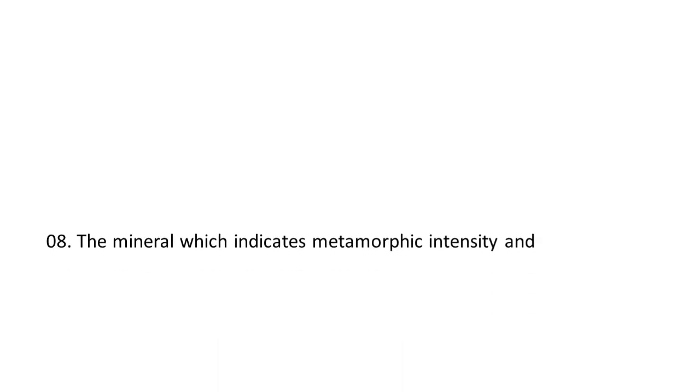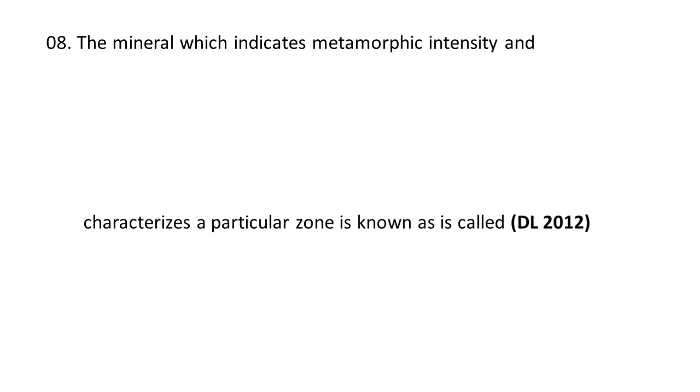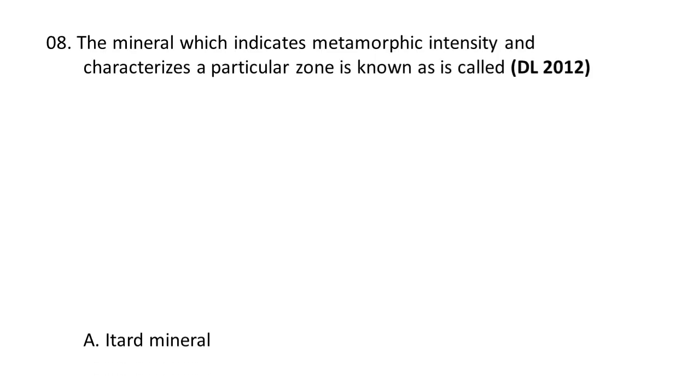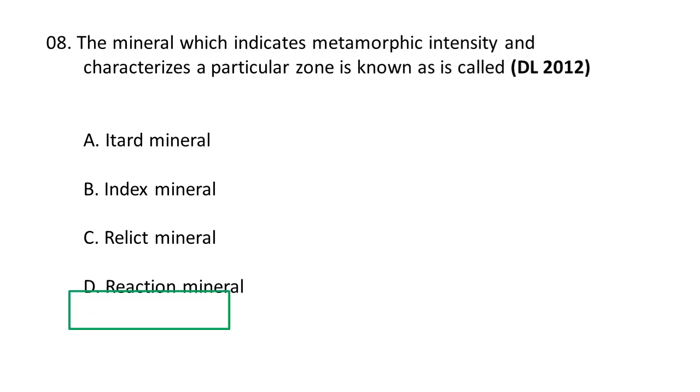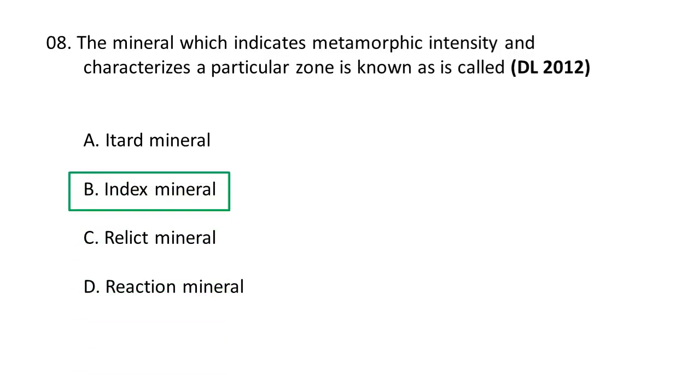Next question. The mineral which indicates metamorphic intensity and characterizes a particular zone is known as A. Index mineral... A. Hard mineral, B. Index mineral, C. Relict mineral and D. Reaction mineral. So the correct option is B. Index mineral. An index mineral is a mineral that indicates the degree of metamorphism a rock has experienced and characterizes a particular zone. So B. Index mineral is the correct option.